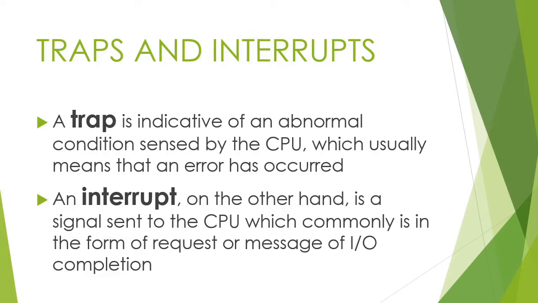Next, we have traps and interrupts. When we say a trap, it says here, any indicative of an abnormal condition sensed by our CPU, which usually means that an error has occurred. So any error we encounter within our computer system that suddenly or accidentally prompts an error. What are these errors? For example, memory not found. Say you have a file on a flash drive, like a Word document, and you open the Word file.